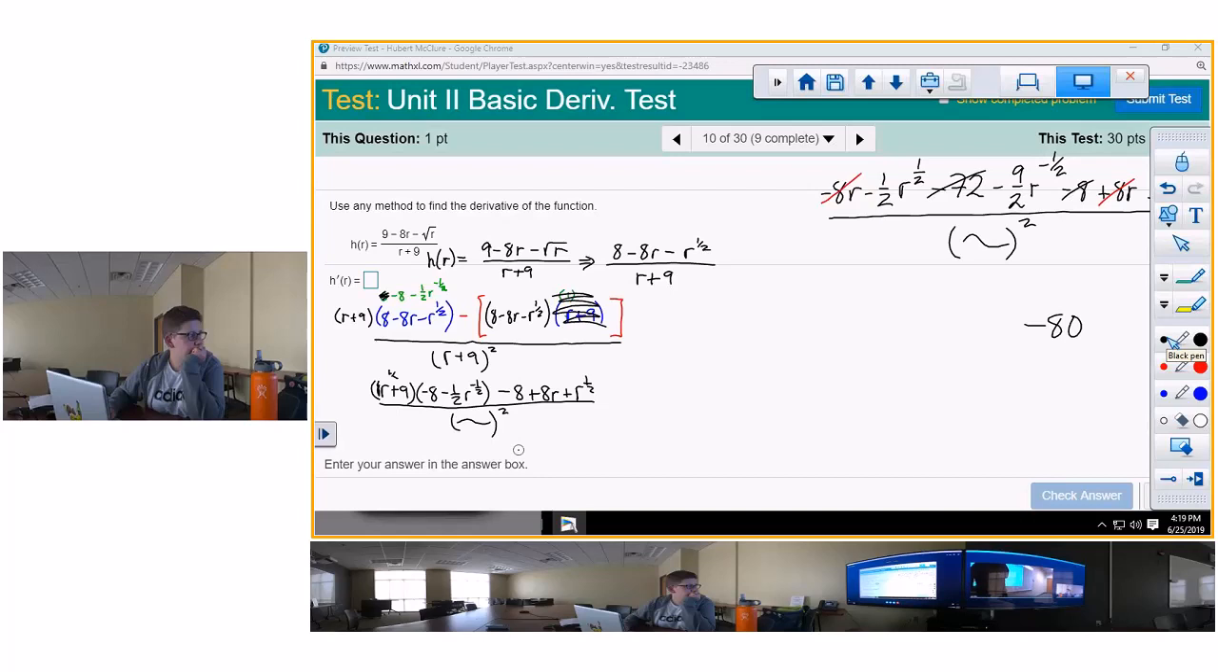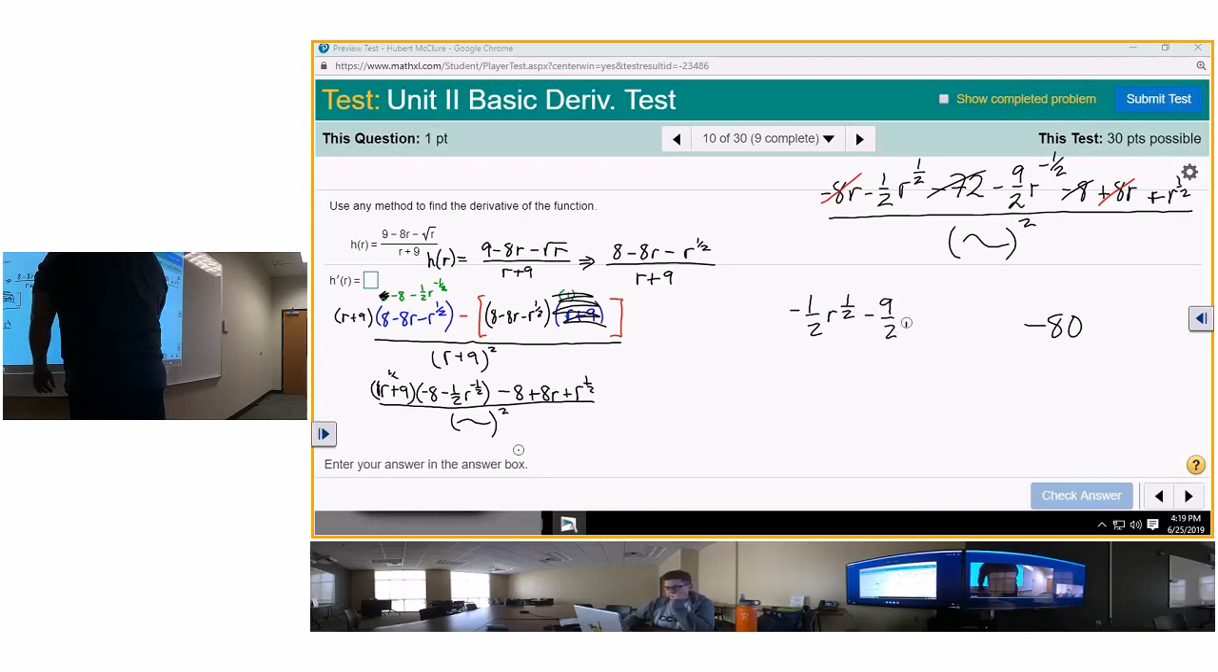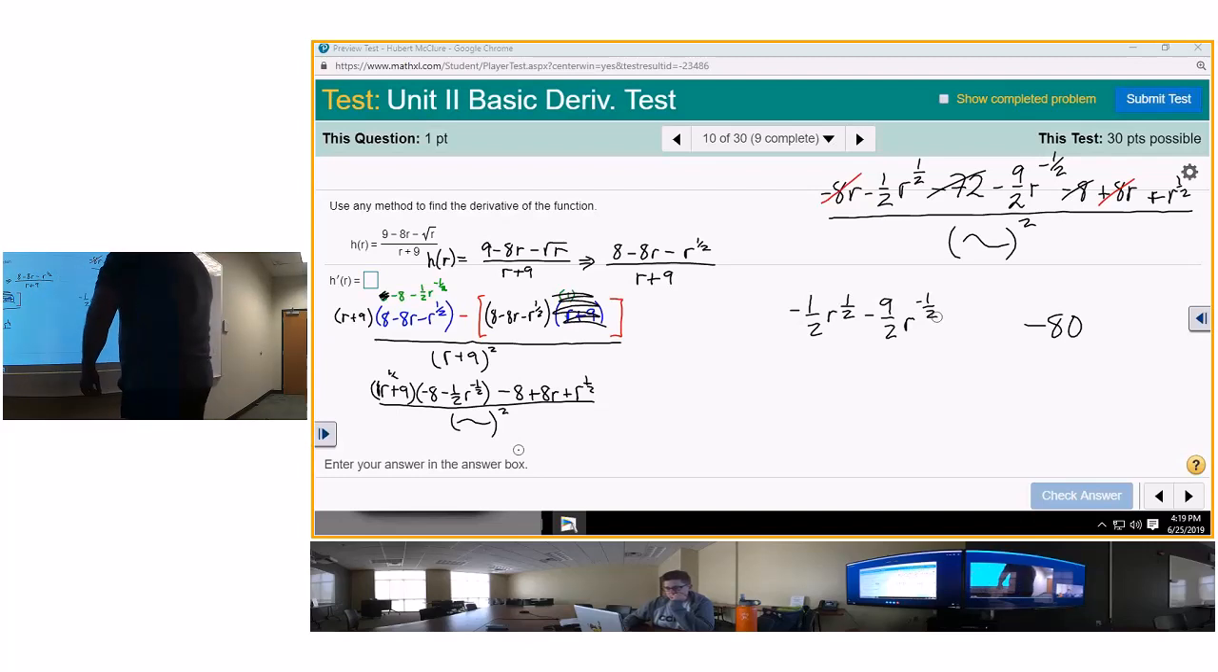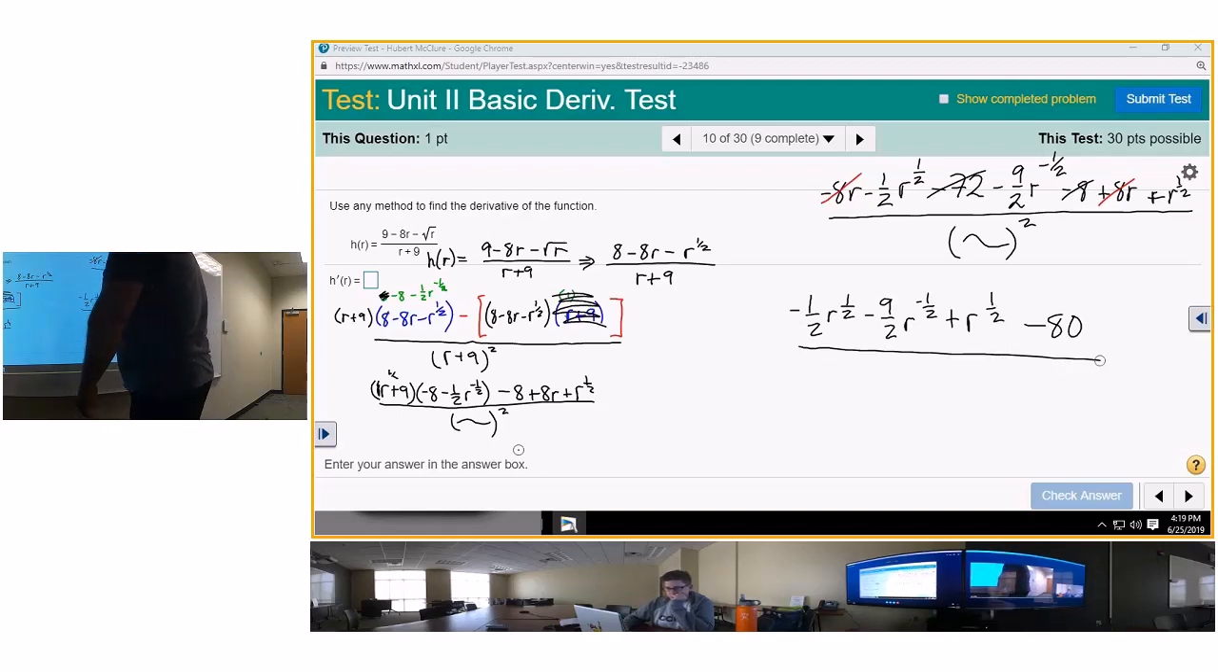Negative 1 half R to the 1 half, minus 9 halves R to the negative 1 half, plus R to the 1 half, all over R plus 9 to the second power.